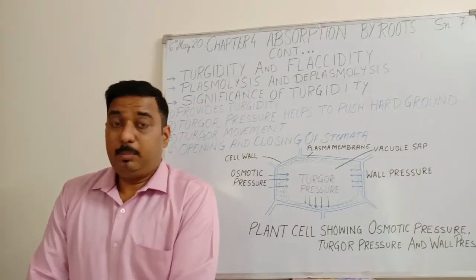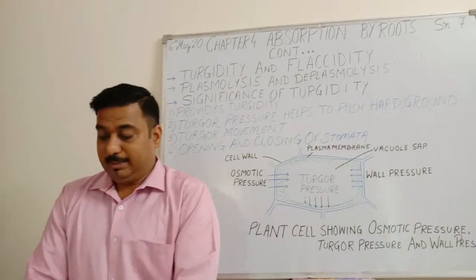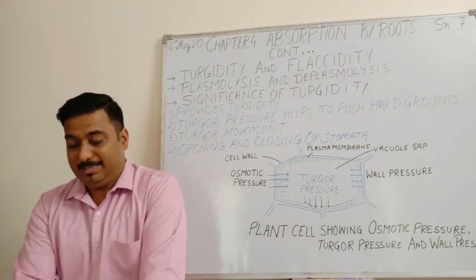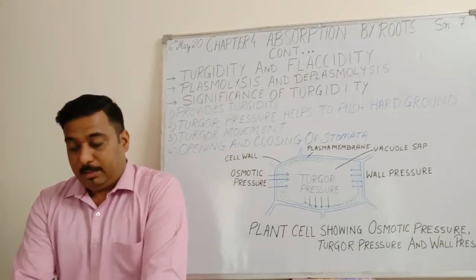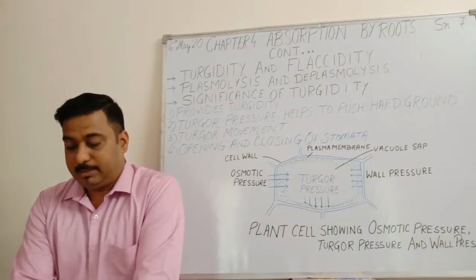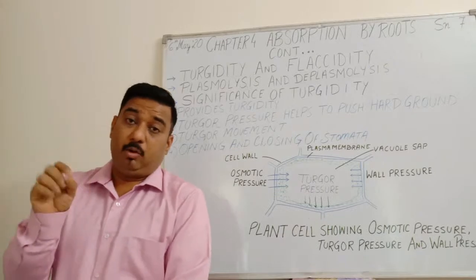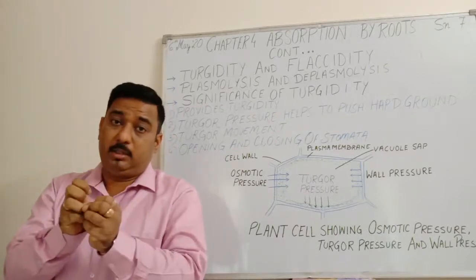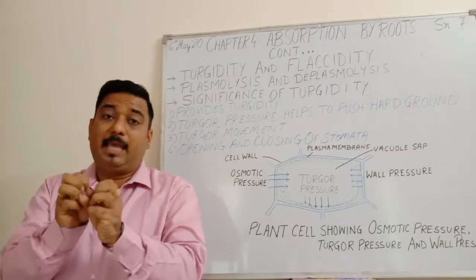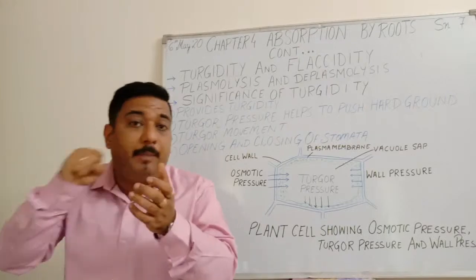It is under pressure. I'll be explaining what kind of pressure that is. Its wall is stretched under pressure from inside. In its turn, it presses the cell contents towards the center of the cell. So what will happen? The cytoplasm or the cell sap will exert a pressure on the wall, since it is filled with water.